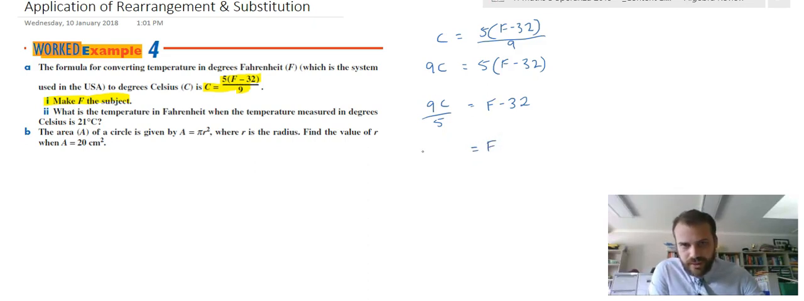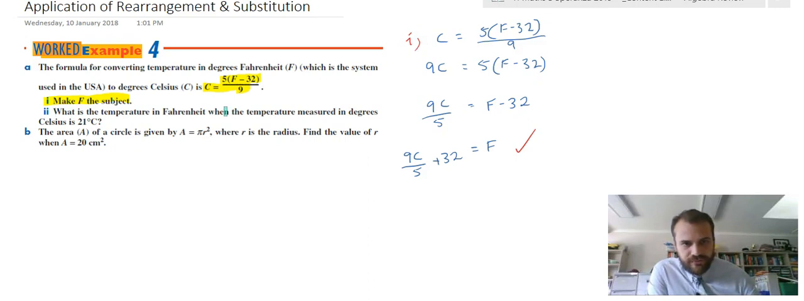F equals 9C over 5 add 32. So we've made F the subject. That's the answer to part A. 9C over 5 plus 32 equals F. Let's look at, that's part I, sorry. Let's look at what II is.